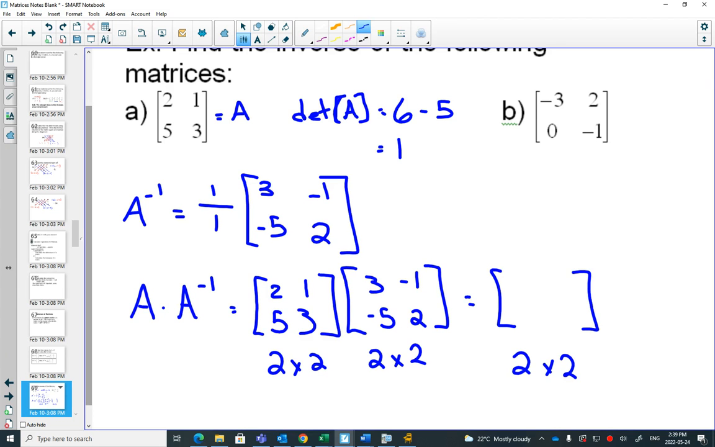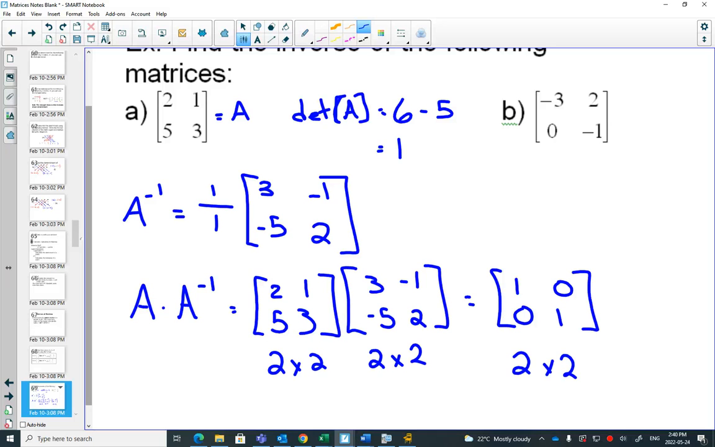If I want to find the number in the first section, row 1, column 1, I would take row 1, turn it on its side, multiply it by column 1. You see that you would get 6 and minus 5, added together will be 1. If I want to take row 1 and column 2, now I'll get negative 2 and positive 2. I will get 0. Row 2, column 1, 15 and minus 15, 0. And row 2 and column 2, negative 5 and 6, 1.